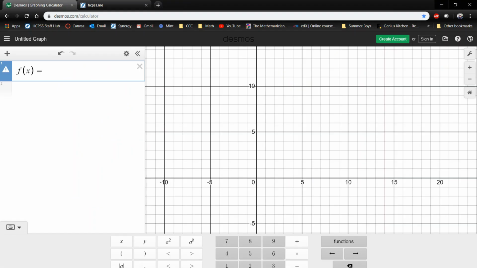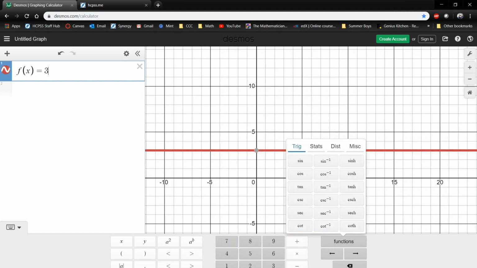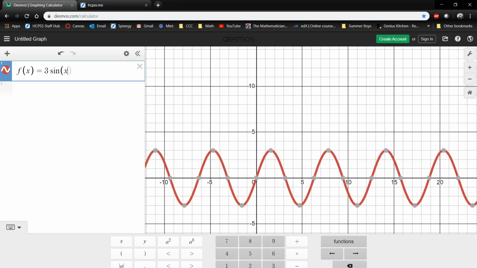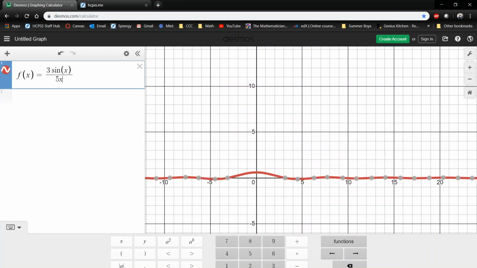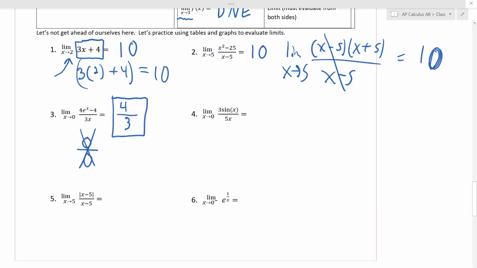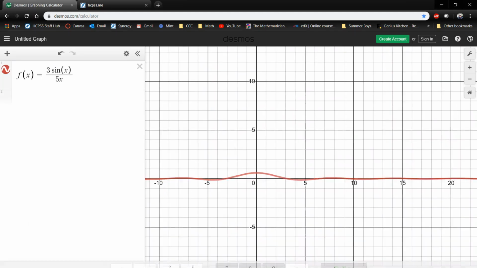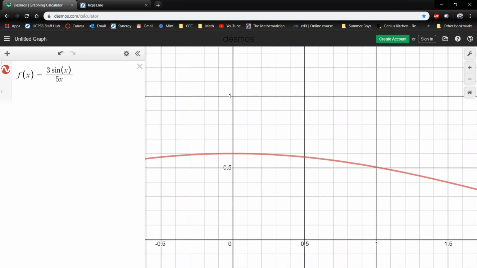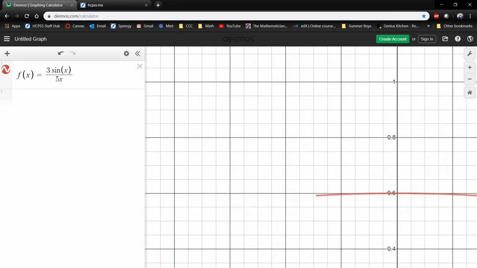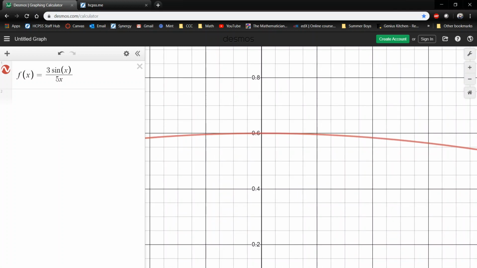So we're going to do 3. Your functions are in this little function button here. I want sine of x. That's what sine looks like before I do anything else. And we're going to divide that by 5x. My question is, what's going on as we approach 0? So I'm going to zoom in on it. You can see what's going on there. It looks like it's headed to 0.6 already without doing anything special.